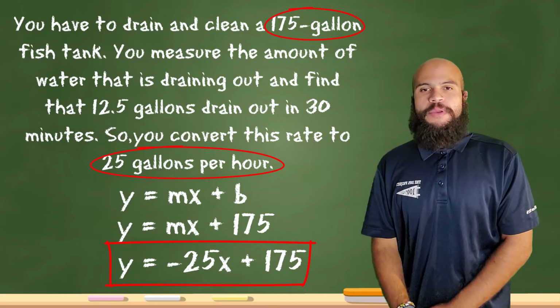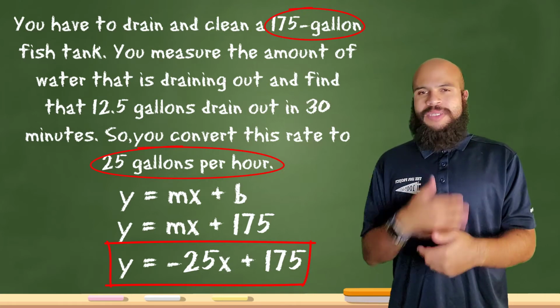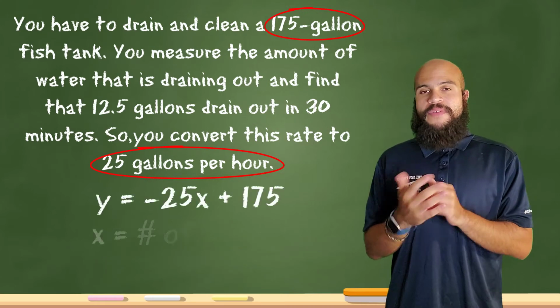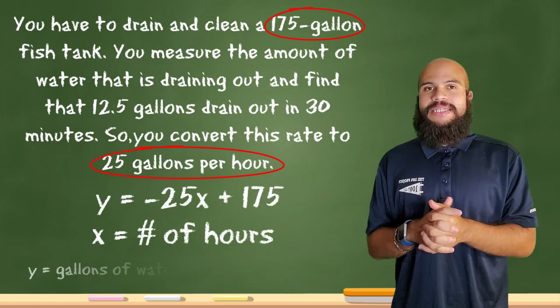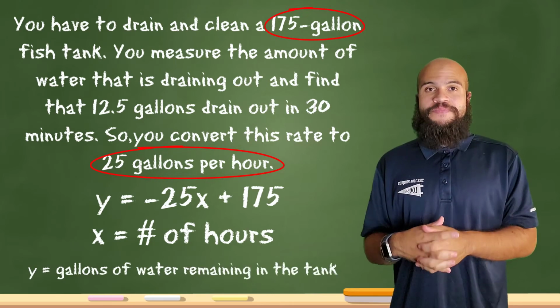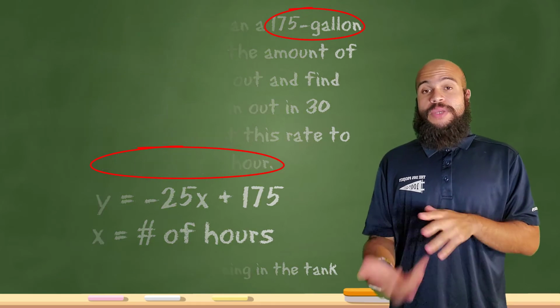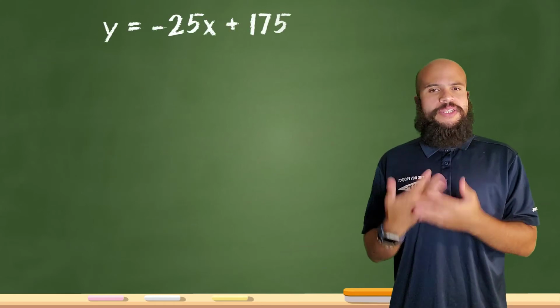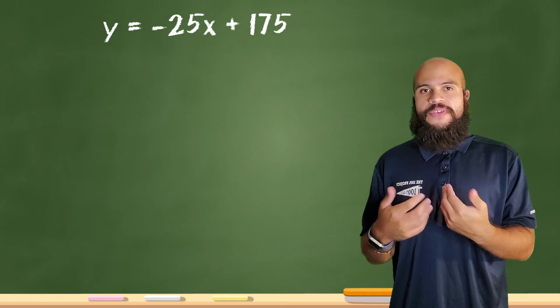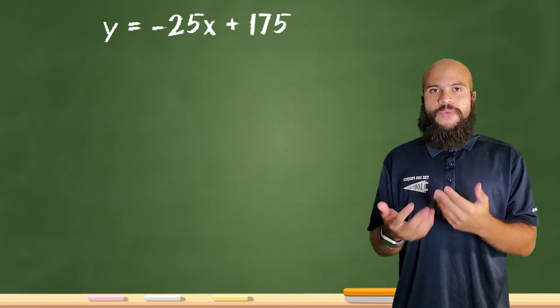But it's important before we move forward that we define our variables anytime we write an equation. In this situation, x represents the number of hours, whereas y represents the gallons of water remaining in the tank. We can now take this equation to either a table or a graph. I'm going to choose to do a graph first, but as you practice, you'll improve in your ability to quickly transition between these different forms.